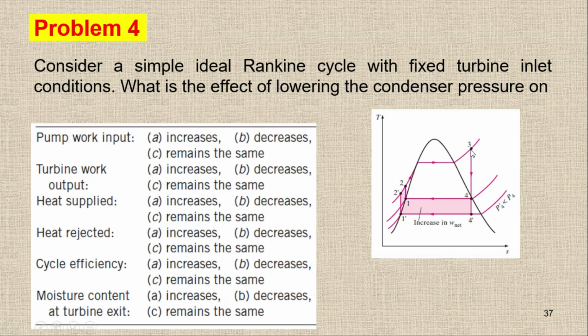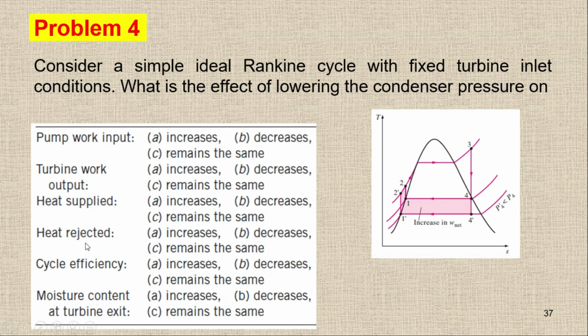In the previous case, when we were using the high pressure, we had 3 to 4. By decreasing the condenser pressure, we have 3 to 4 dash. So ultimately, we have an increase in the turbine work output. From 4 to 4 dash, we basically have an increase in the work output. What about the heat supply? Heat supply was from 2 to 3, and now we have 2 dash to 3. So from 2 dash to 2 there is an increase, so basically the heat supplied also increases.